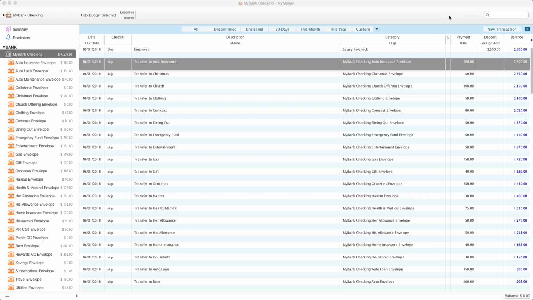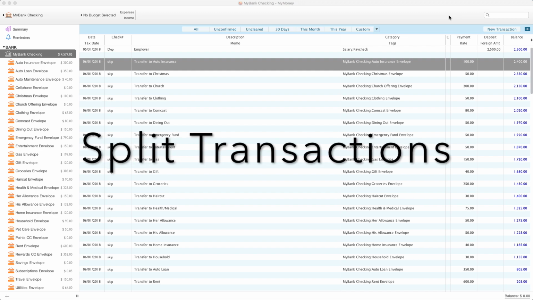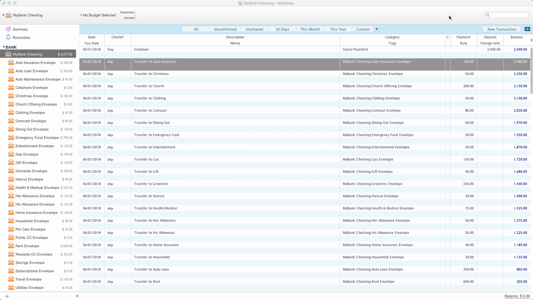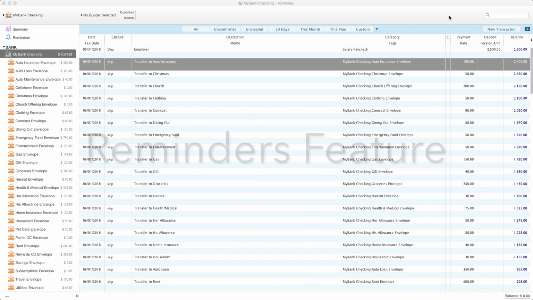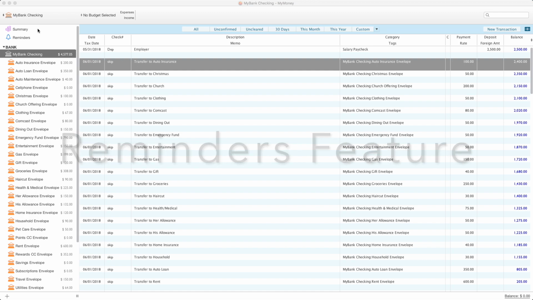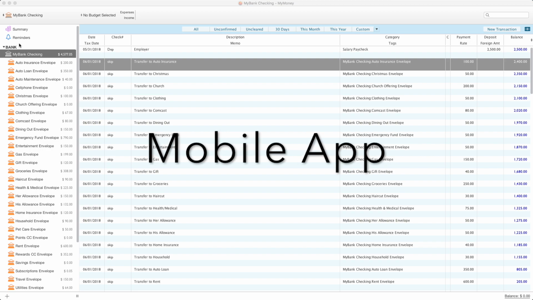We'll also talk about splitting transactions between different categories. So far, all of the transactions that I showed in the first video were pretty straightforward. You had an expense to one merchant or vendor, and how you recorded that expense and then pulled money out of an envelope to cover that expense. So we'll get into if you have to split transactions into different categories, reconciling statements, and the use of the reminders feature, which is here in the top left corner of the screen. And then finally we'll talk about the iOS app.